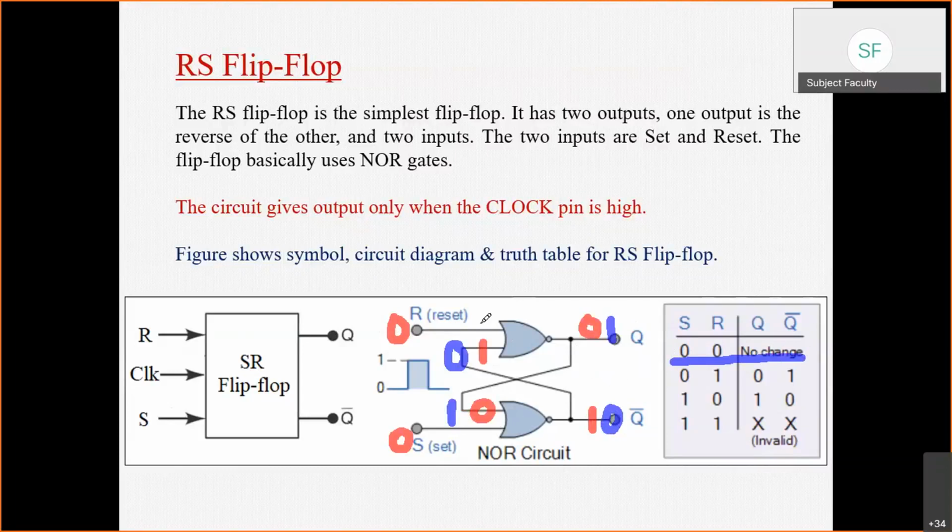So when both your inputs are 0, 0, what will this flip-flop do? Its output will be as it is. It is storing that value actually. Okay, so this is a very important case. There will be no change. So this is regarding the verification of the truth table. I hope you have understood this point.